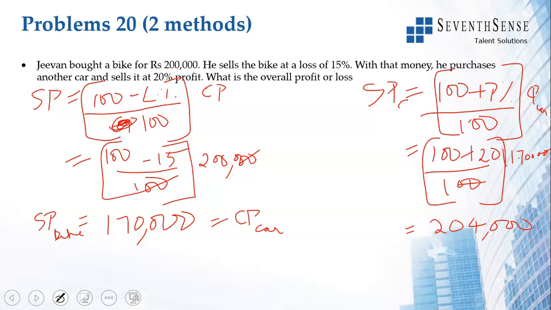So he had a bike on which he had spent 2 lakhs. Once he sold the bike, he incurred a loss of 30,000. But when he sold the car, he got a profit of 34,000, which means overall he got 2,04,000. He spent 2 lakhs, he got 2,04,000. The profit is 4,000.